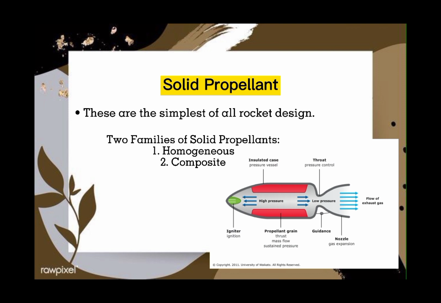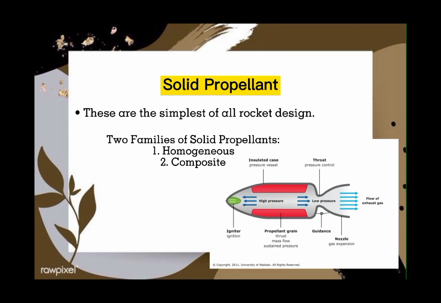Now, let's move on to the second type of rocket engine, the solid propellant. These are the simplest of all rocket designs because they consist of a casing, usually steel, filled with a mixture of solid compounds like fuel and oxidizer that burn at a rapid rate, expelling hot gases from a nozzle to produce thrust. When ignited, a solid propellant burns from the center out towards the sides of the casing.